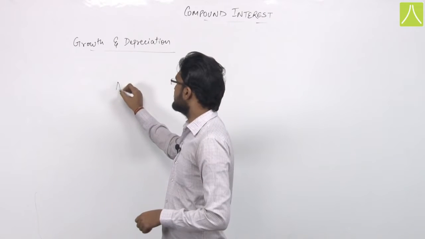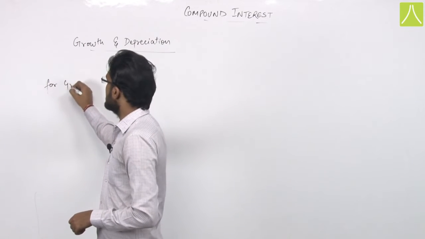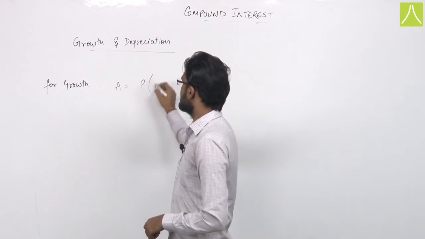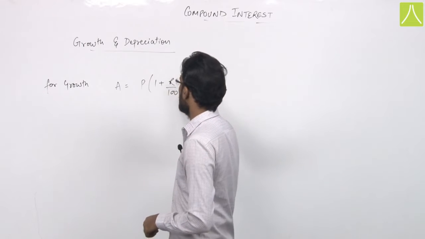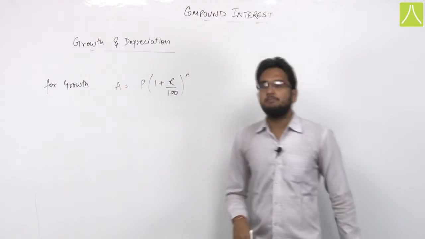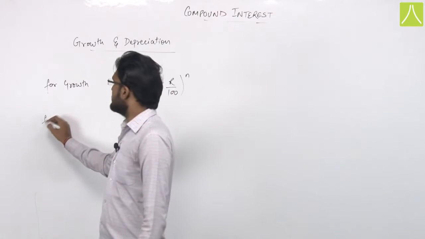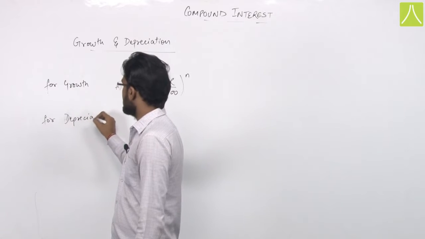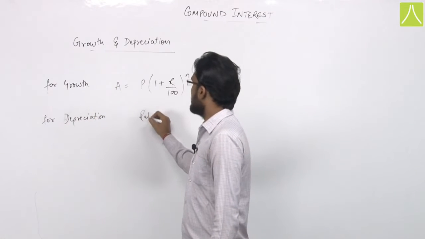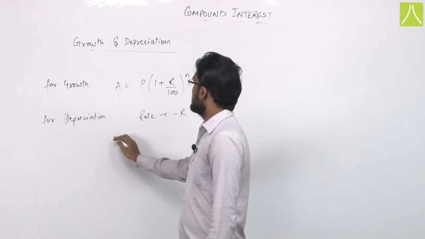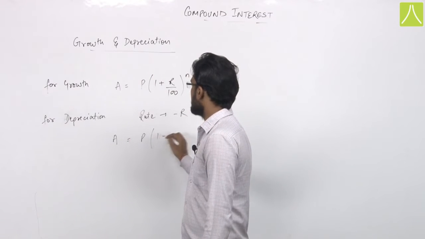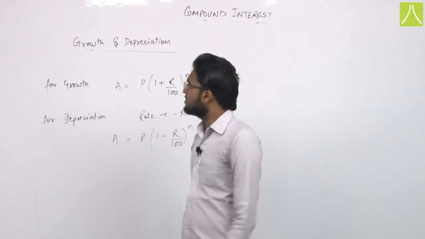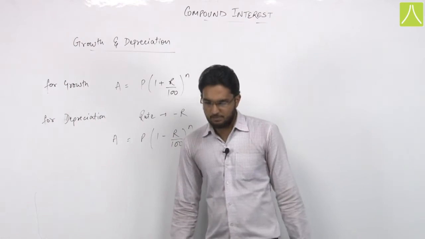For growth, the amount to be calculated will be equal to principal times 1 plus r upon 100 whole power n, which is the same formula we have studied before. But for depreciation, the rate will be taken as negative. That is, r will become minus r. That is, the amount will be calculated as principal times 1 minus r upon 100 whole power n. So these are the basic formulas for calculating growth and depreciation.